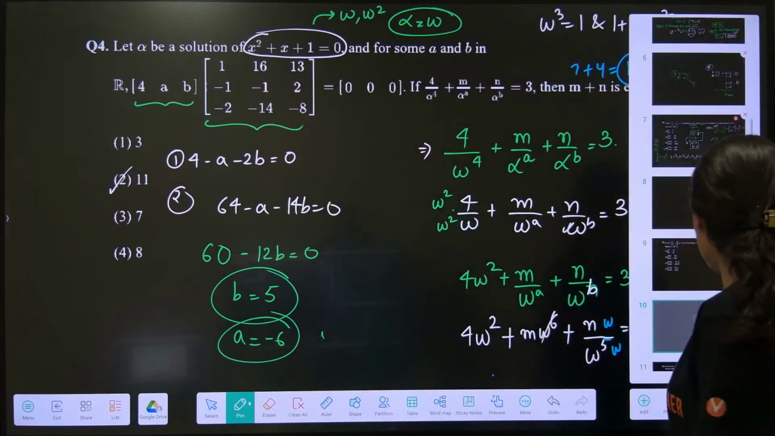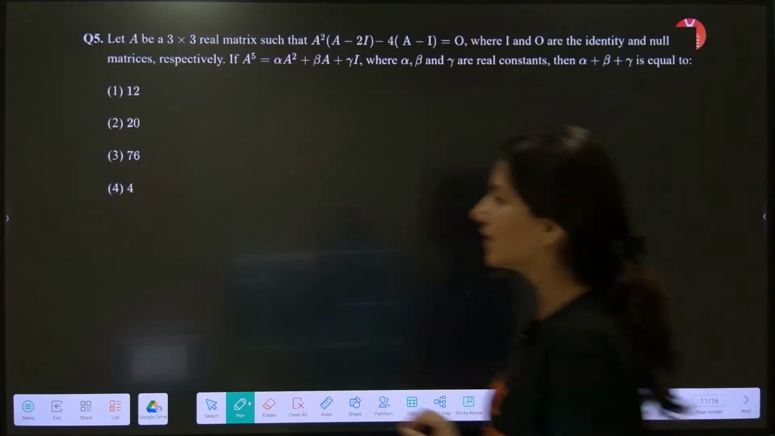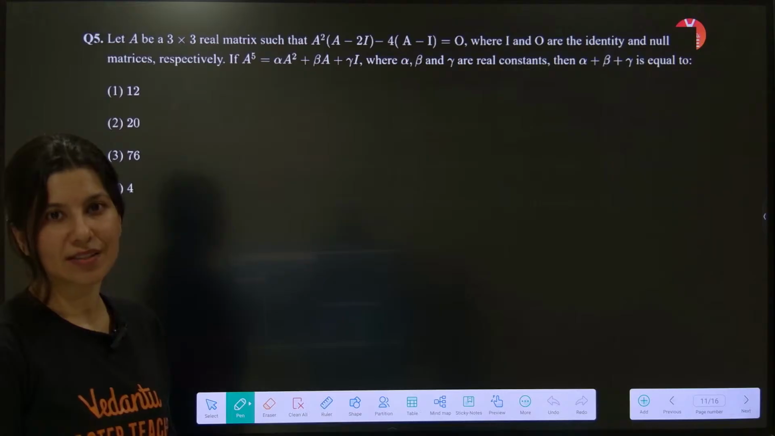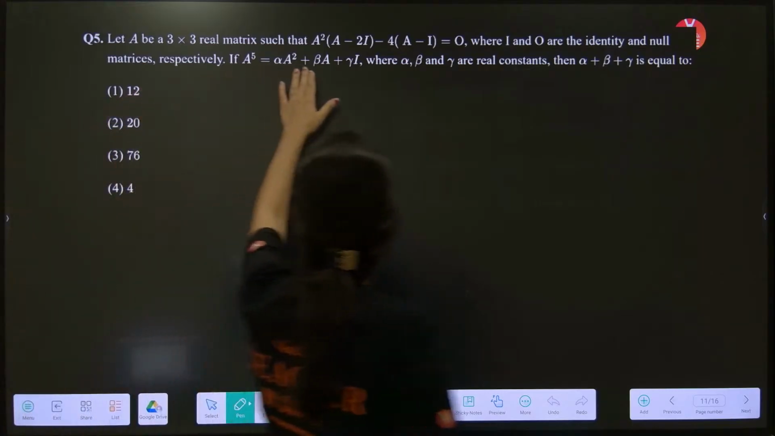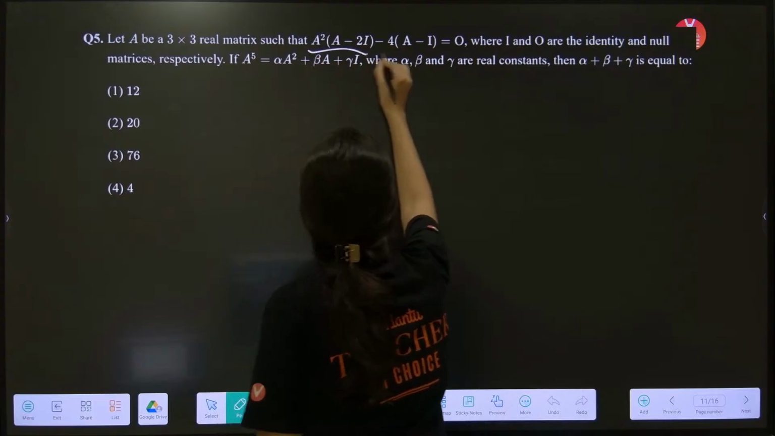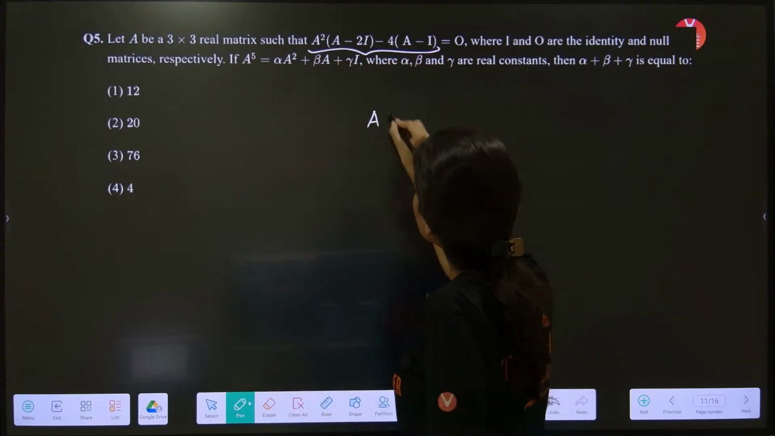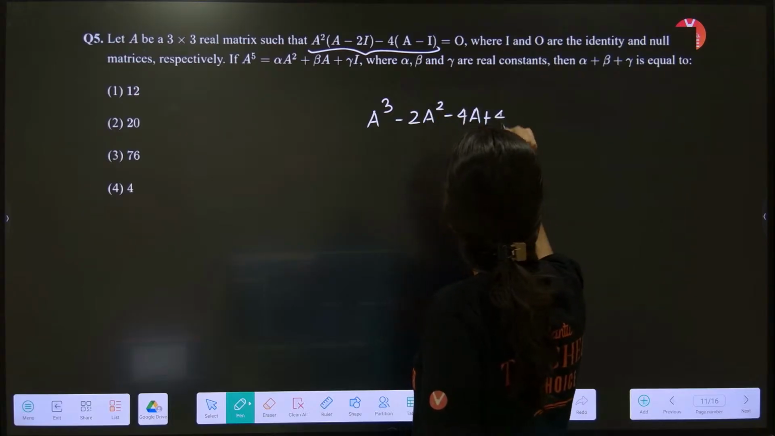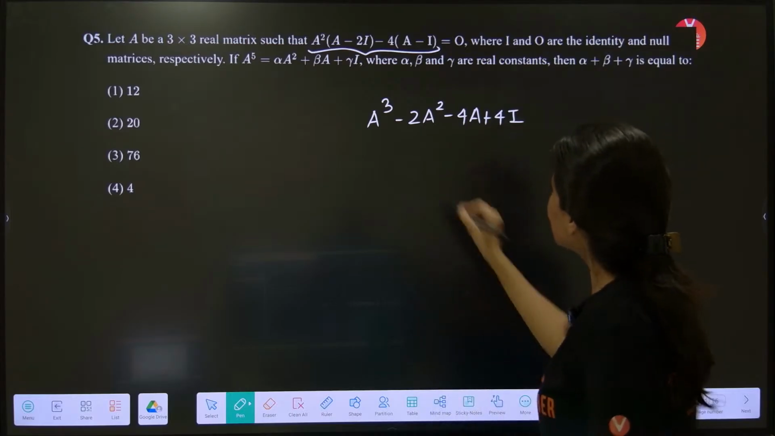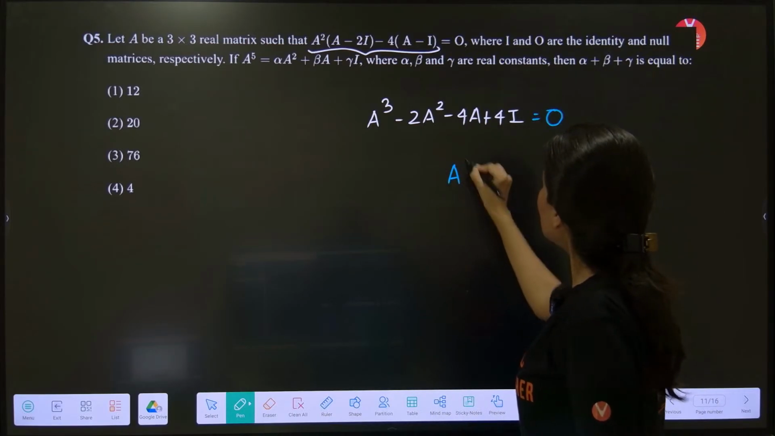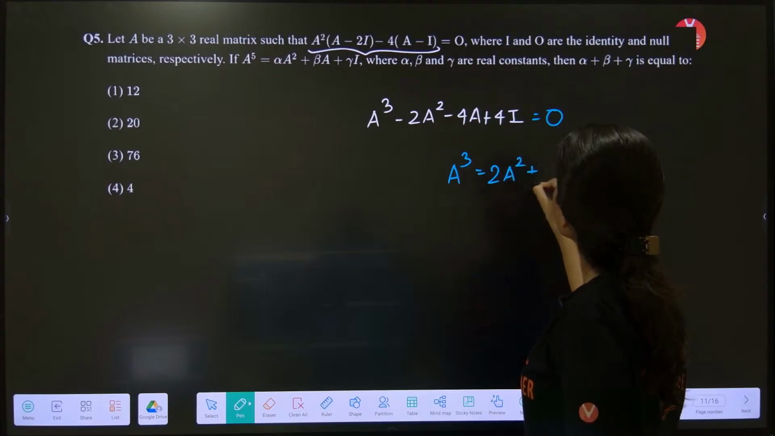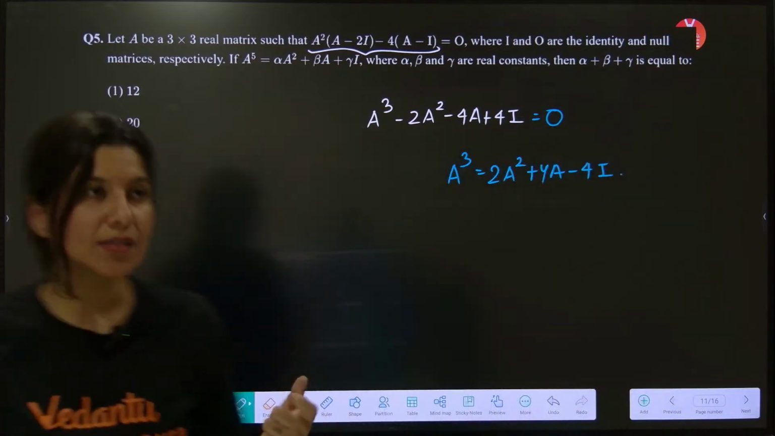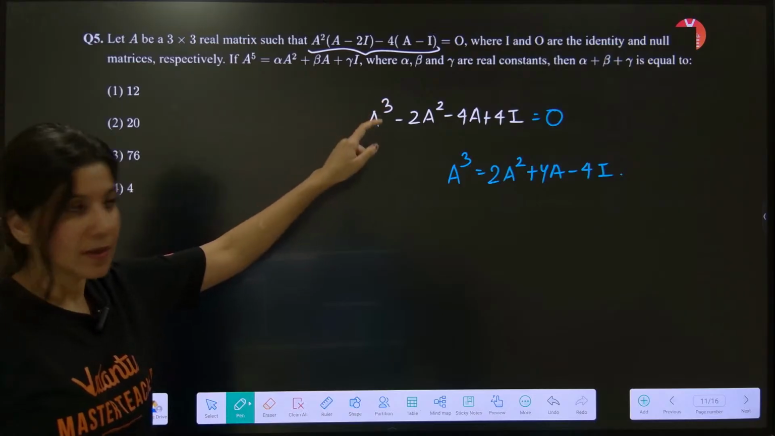Chalo. Let's move on to the next problem, which is based on equations involving higher powers of a matrix. A is a 3 cross 3 matrix which is satisfying this particular equation: a cube minus 2a square minus 4a plus 4i is equal to 0. So a cube is equal to 2a square plus 4a minus 4i. What I want to calculate is the expression involving a power 5. So let's do it now.